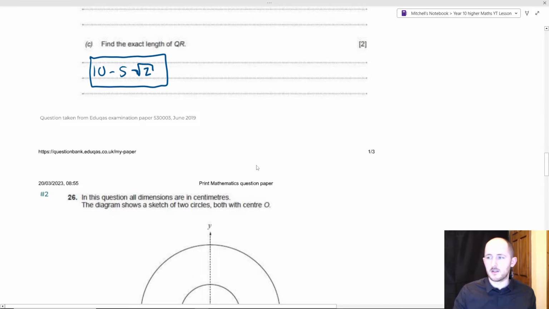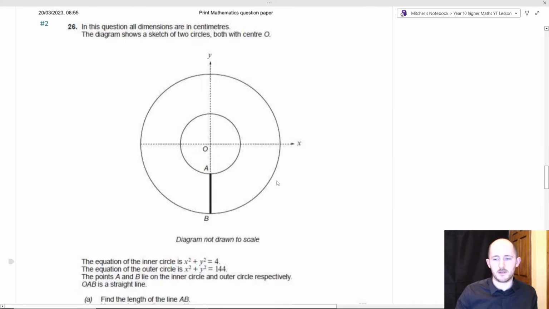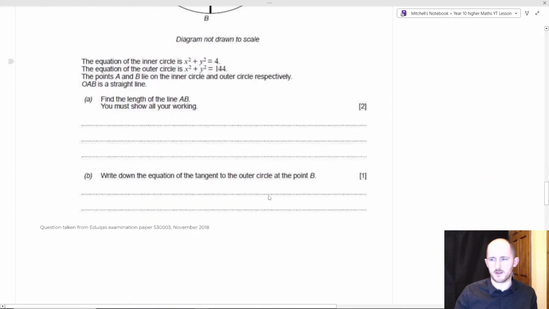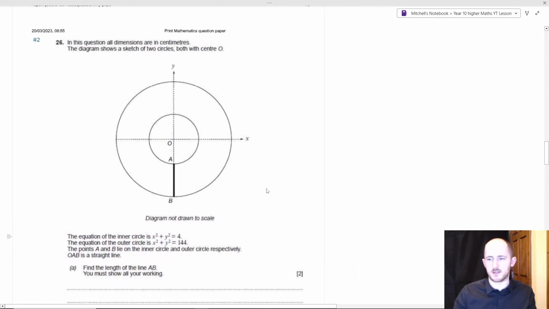Okay. Well, a couple more questions on this, then we can go back to the grade 9 stuff. So I thought this was quite interesting as well. So the Welsh exam board has some interesting questions on it sometimes. But again, it's only 2 marks and 1 mark respectively. I'm going to zoom out slightly just so we can see the question and the diagram. So all the dimensions are in centimetres, that's good to know.